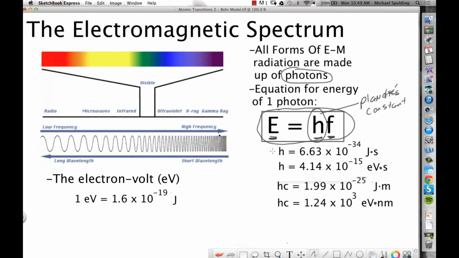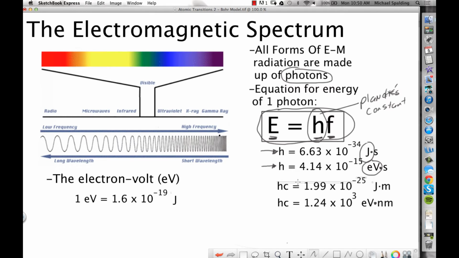Planck's constant, now notice there's 2 versions of it right here. We have this version and we have this version. Now, what's the difference between these versions of Planck's constant? Well, the first one is in terms of joules. The second one is in terms of electron volts. And you know what? I think I briefly mentioned the electron volt back when we were doing electric fields or electric potential. But look, what is the electron volt? It's a very, very small unit of energy.